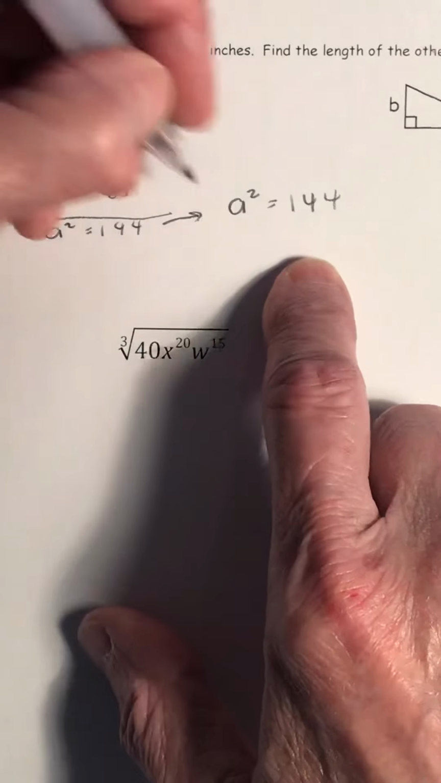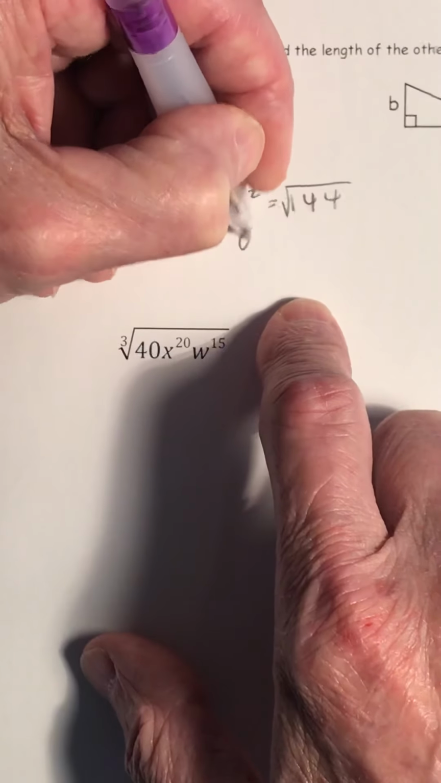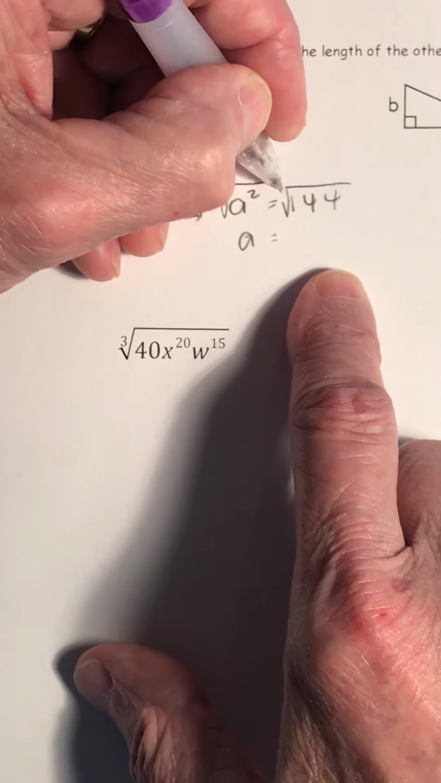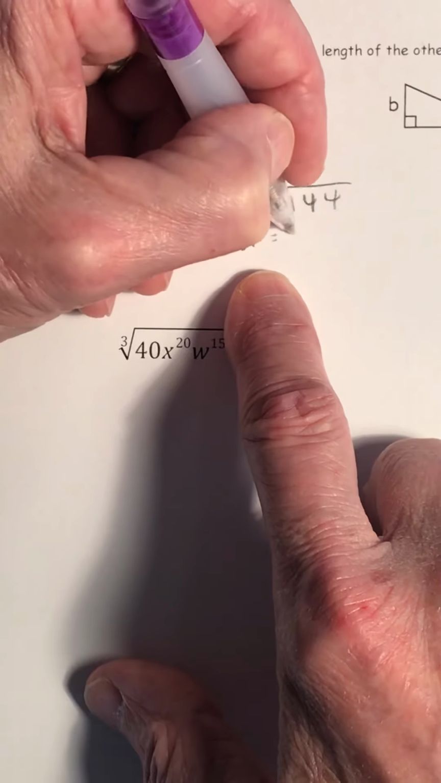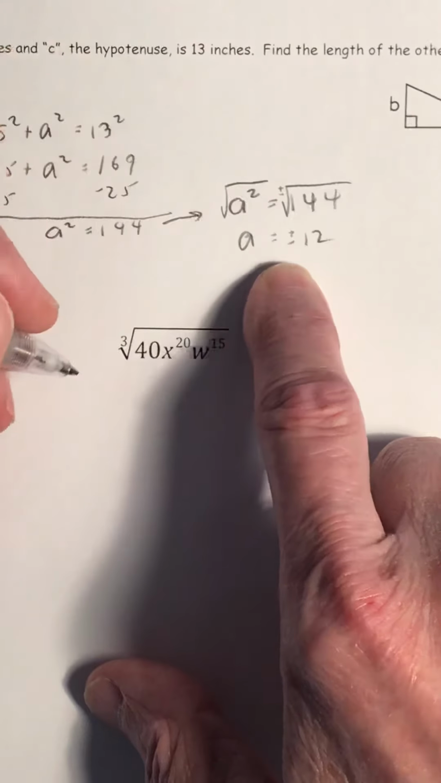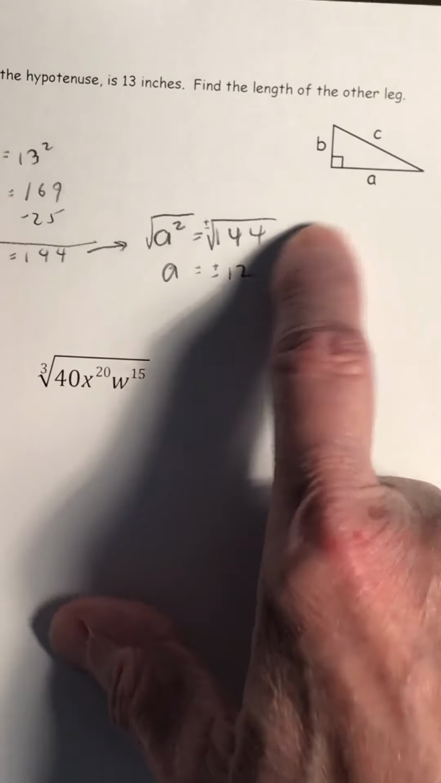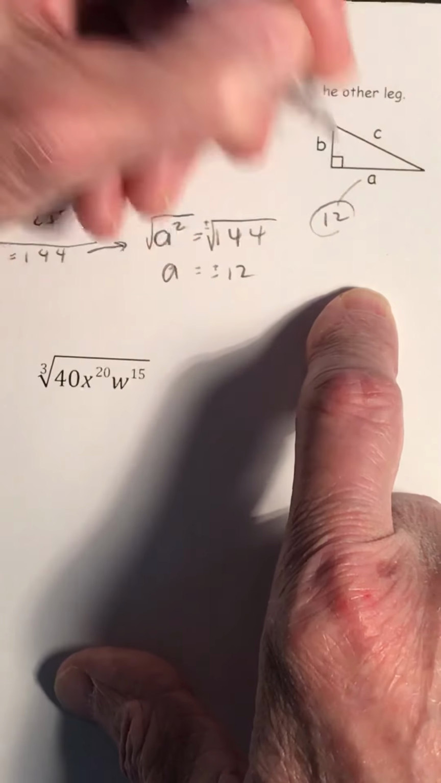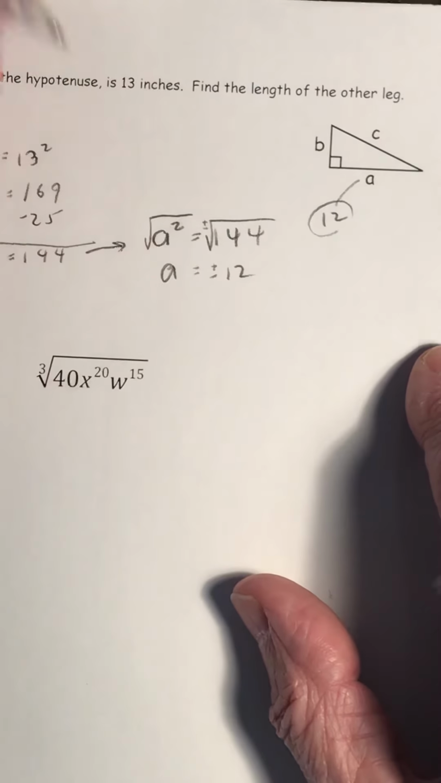So if I take the square root of A squared and take the square root of 144, I get A equals, and really being very formal, there are two solutions to this, plus or minus 12. Two solutions to this equation, but since we're talking about the length of the leg, we're not going to use the negative value at all. The length of that leg would be 12. 12 squared plus 5 squared would give you 13 squared. So that's the end of that.